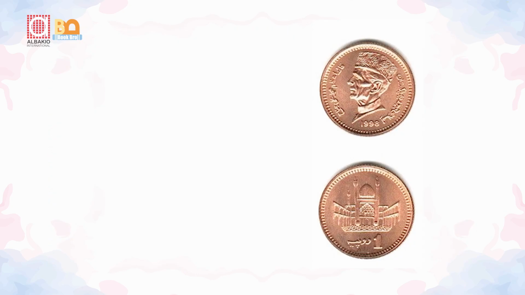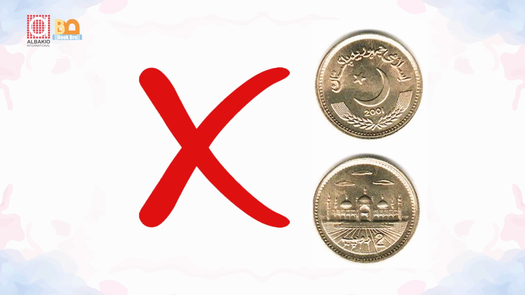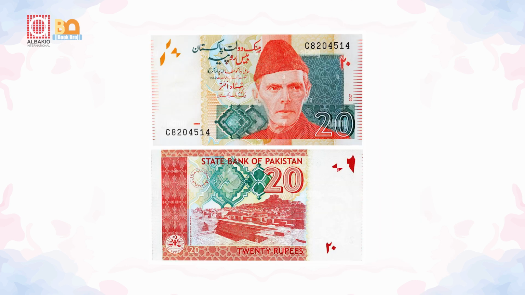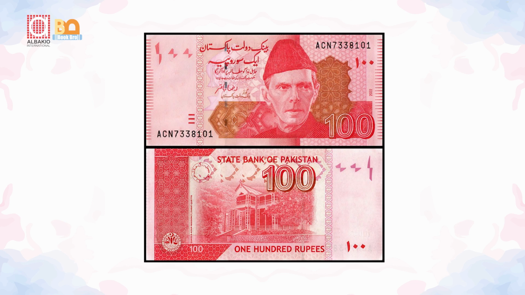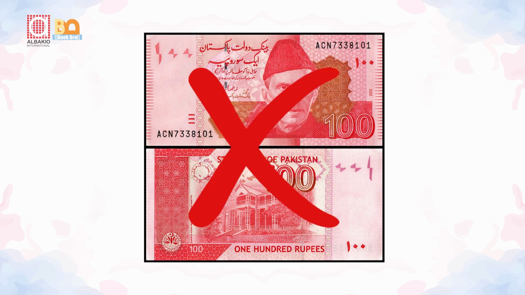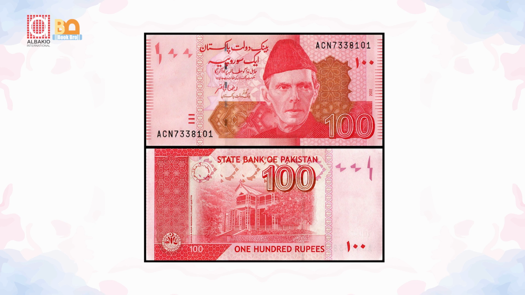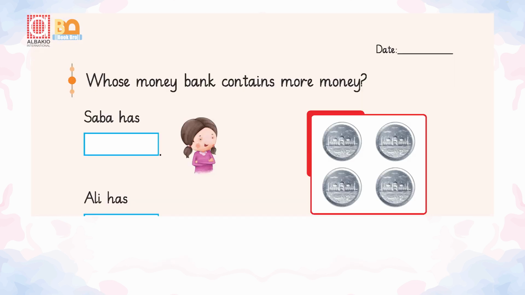Time to check your knowledge. Is it a 1 rupee coin? Yes. What's about this one? Is this one a 5 rupees coin? No, this is a 2 rupees coin. Now what's about this one? Is it a 20 rupees note? Yes. And what's about this one? Is it a 50 rupees note? No, this is a 100 rupees note. Good. Look at here.